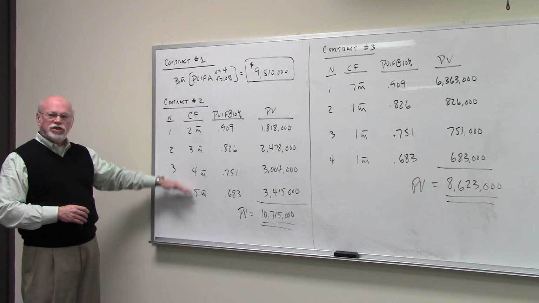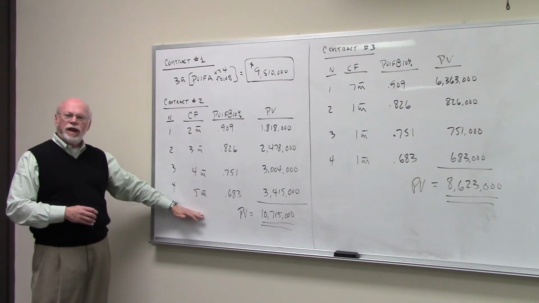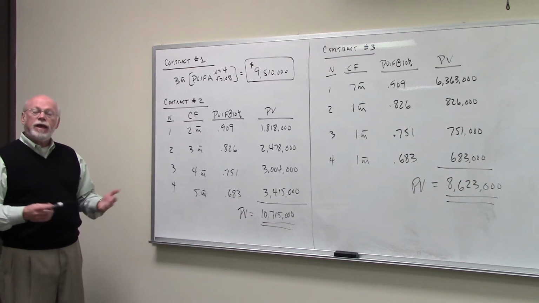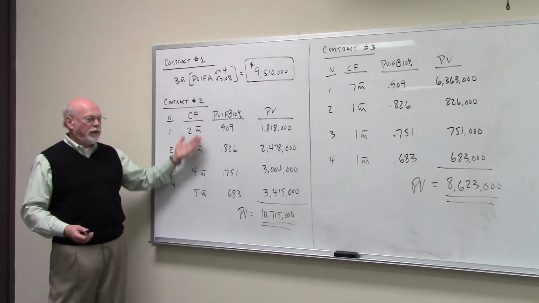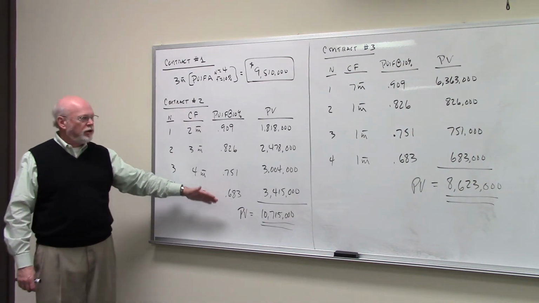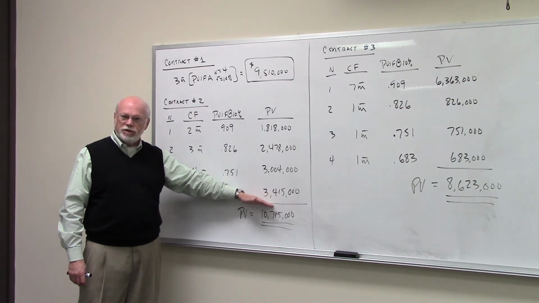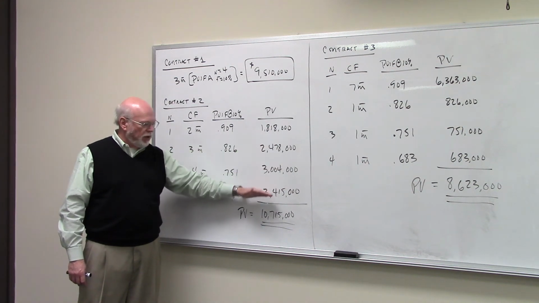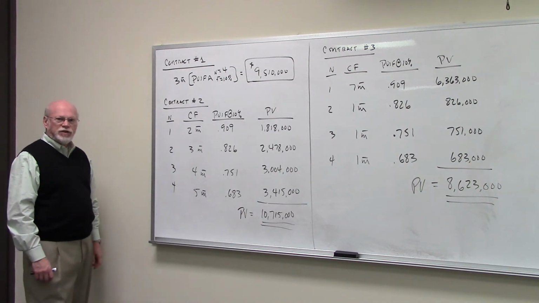Contract 2 now is a series of lump sum cash flows. You get 2, 3, 4, and then $5 million. To value a string of lump sums now, you multiply each lump sum cash flow by the appropriate interest factor. That gives you the present value of each lump sum cash flow. Sum all of that, you have the present value of all the lump sum cash flows.